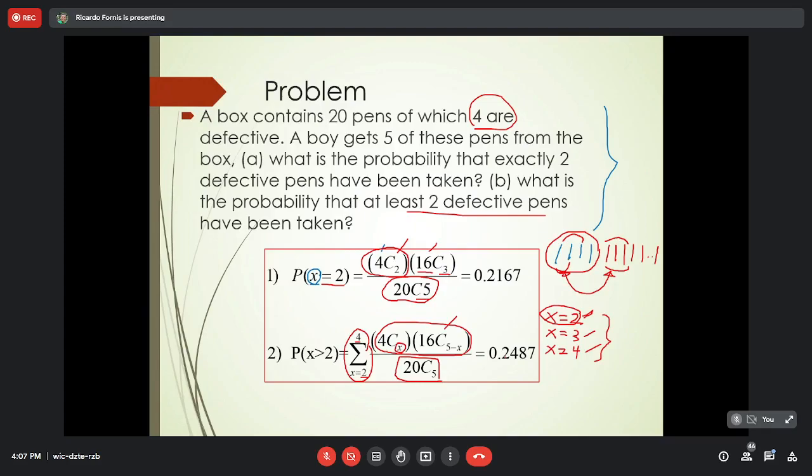If I will change it to at most, suppose the question says at most 4 defective pens. When you say at most 4, meaning it includes x equals 4, x equals 3, x equals 2, x equals 1, and a common mistake, x equals 0 is forgotten. You have to include x equals 0 plus x equals 1, 2, 3, and 4, if the question says at most 4 defective pens.